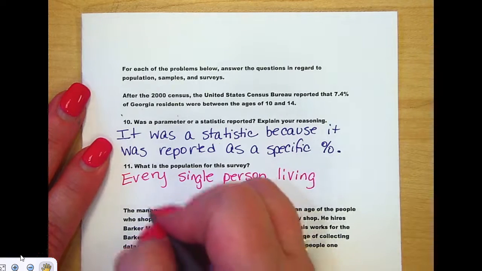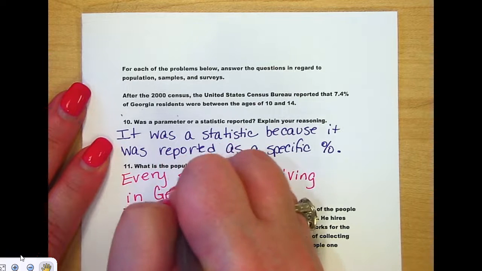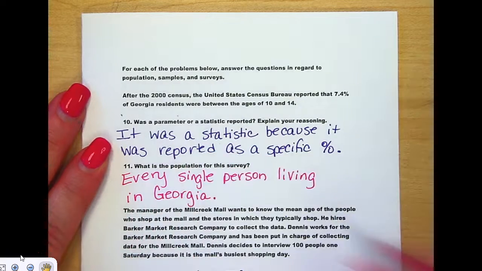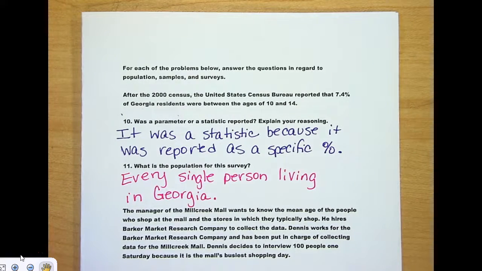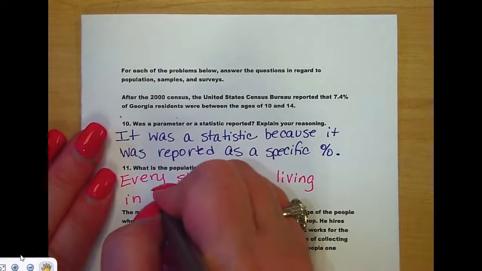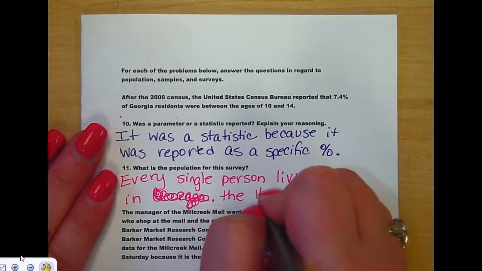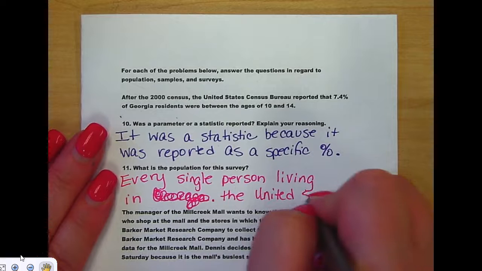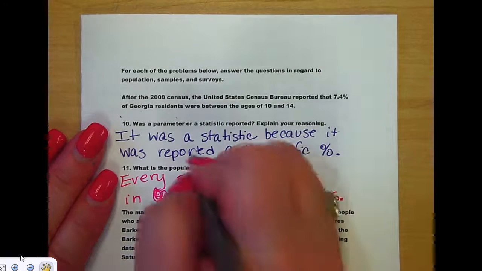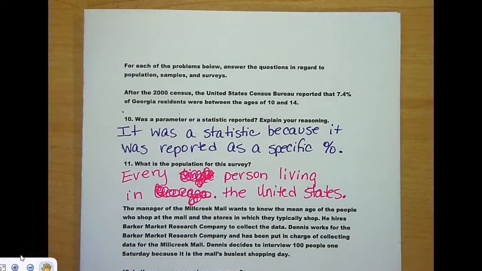I'm not sure that you change the context just because of one person's perception. You could take the word "single" out if you want. Every person living in, not Georgia, in the United States. And I guess we can take that out. Person living in the United States.